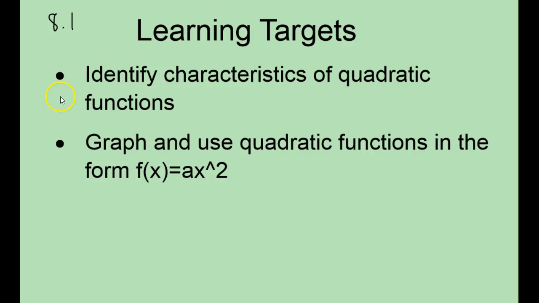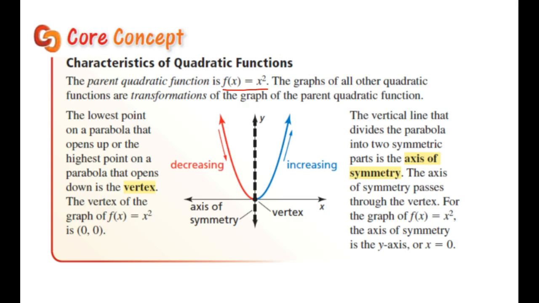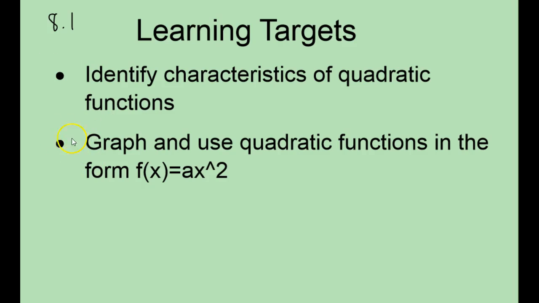So let's look back at our learning targets. First we wanted to identify characteristics of quadratic functions. Now the biggest thing to remember for that is a quadratic has an x squared term. If it doesn't have that x squared term, then it's not a quadratic. So then we were able to graph and use quadratic functions in this form, f of x equals a x squared. So we know that in a larger quadratic I can have a b and c term out here, but in this section we were only focused on my a x squared, where my b and c were 0.